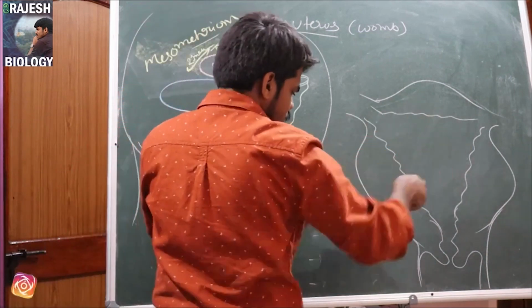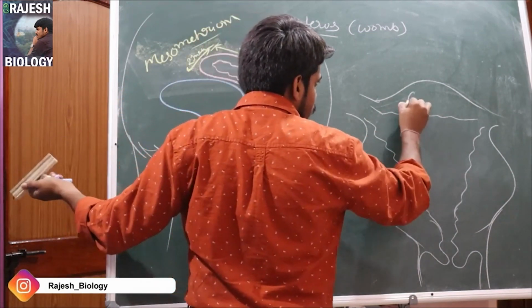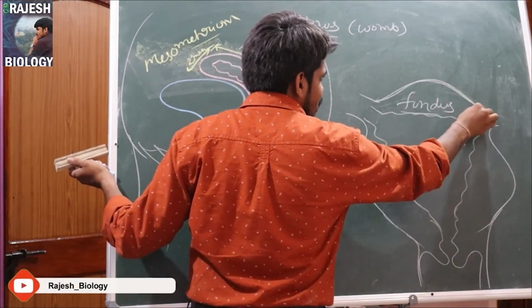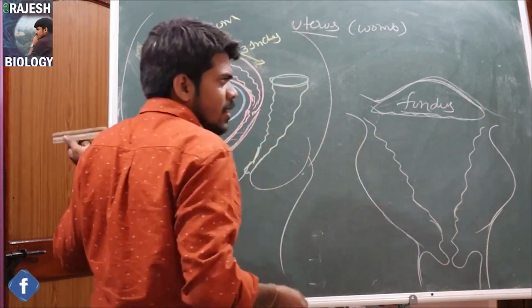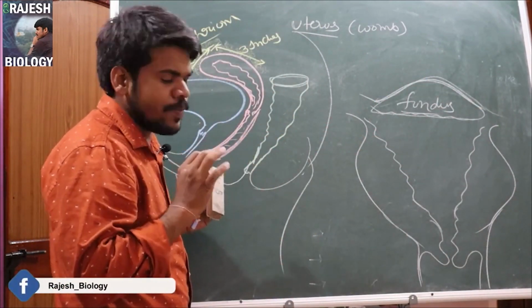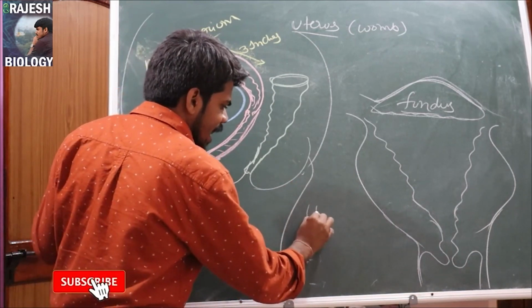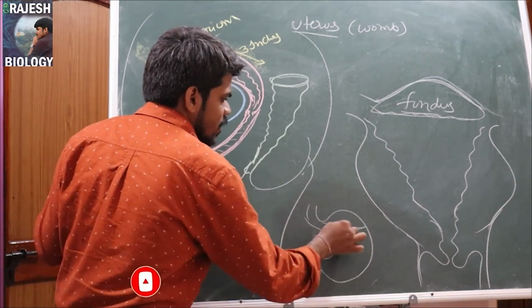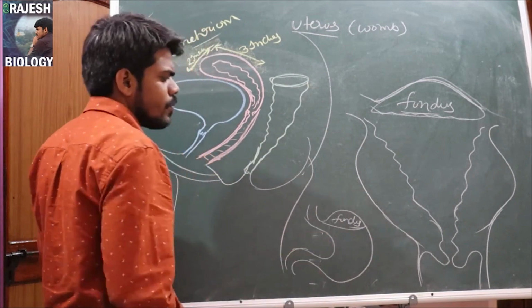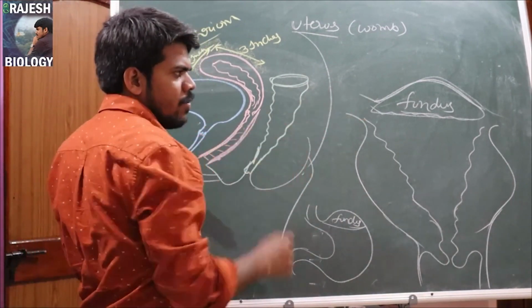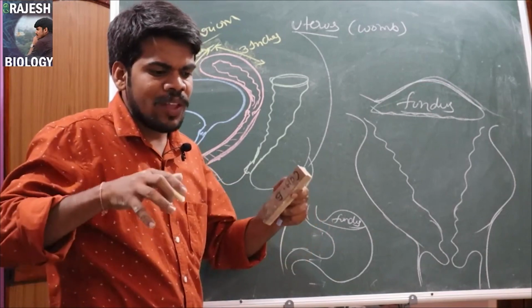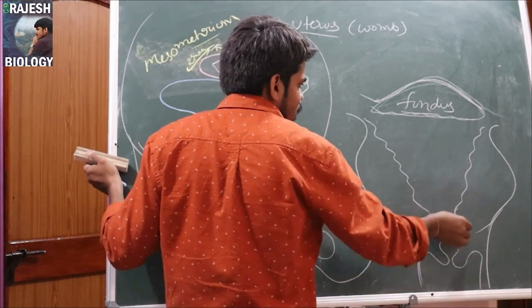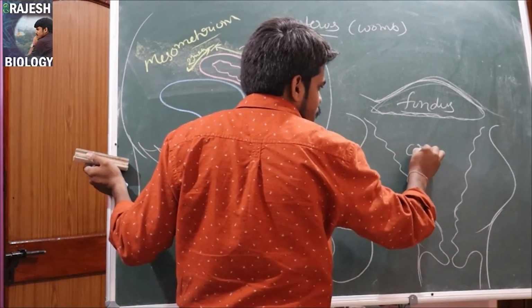Now come to the parts of the uterus. It has the wider part, that is the fundus. Remember, wherever you find this type of structure, that is the fundus. You can find this type of structure in the digestive system also, the stomach. This is called fundus in the stomach. Same word, fundus, a wider portion. It looks like a mountain. So this wider portion of the uterus is called what? Fundus. And the main body is called corpus.